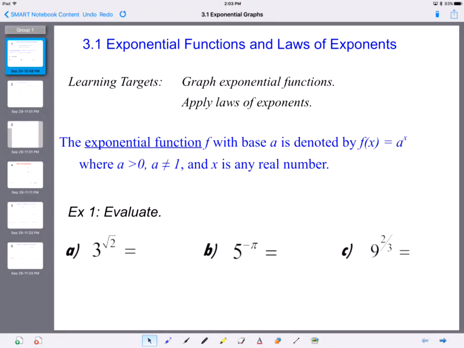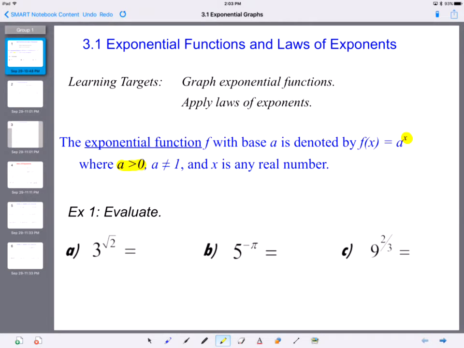So the first thing is, what is an exponential function? An exponential function, f with a base a, is denoted as f of x equals a raised to the x power. So an exponential function, its independent variable is the exponent. But there's a couple stipulations. a must be greater than 0, which is important to know. And a cannot equal 1.